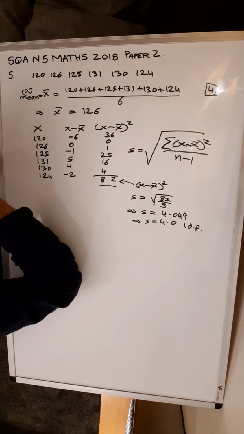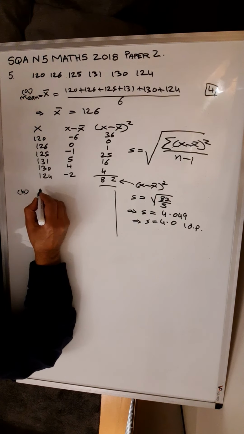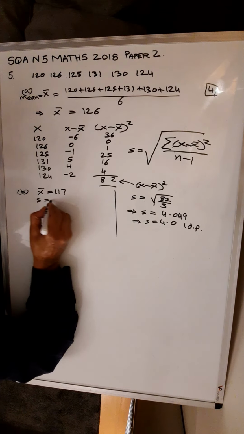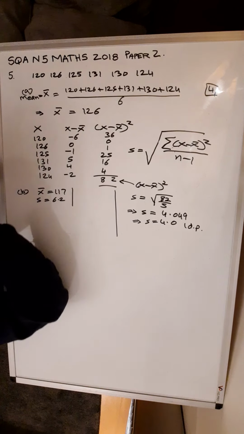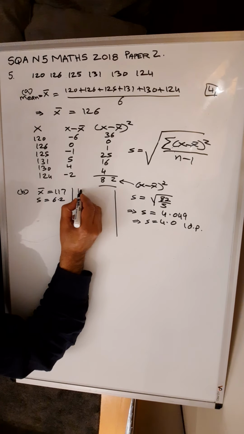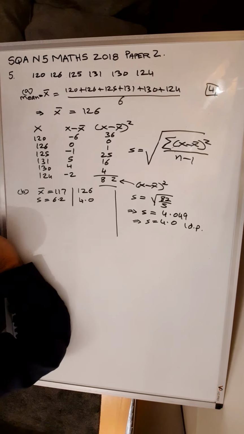Okay, now there's a part B. The mean number of customers who visited these 6 stalls on Sunday was 117, and the standard deviation is 6.2. So you're comparing that with the mean and standard deviation on Saturday. The mean in the first part was 126, and the standard deviation was 4.0. So this is what you're comparing it with.